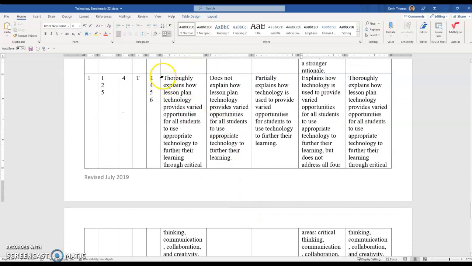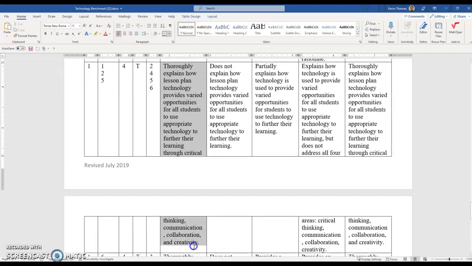Thoroughly explains how the lesson plan technology provides varied opportunities for all students to use appropriate technology to further their understanding, and that's through the 4 C's, right? Critical thinking, communication, or 4 C's. 1, 2, 3, 4, yeah. For some reason I thought it was 5. Critical thinking, communication, collaboration, and creativity.